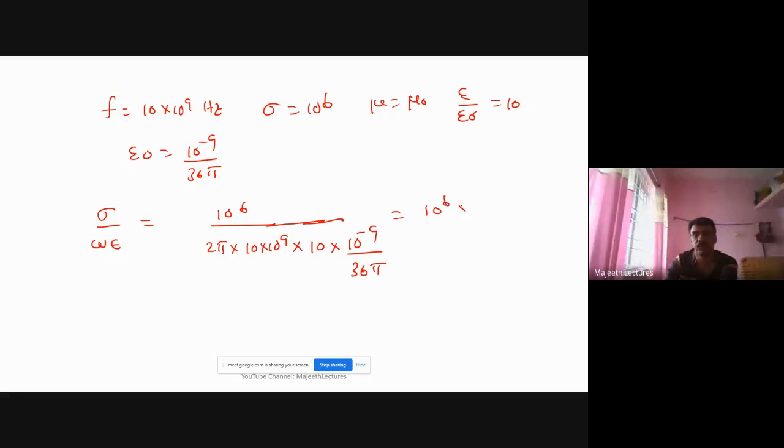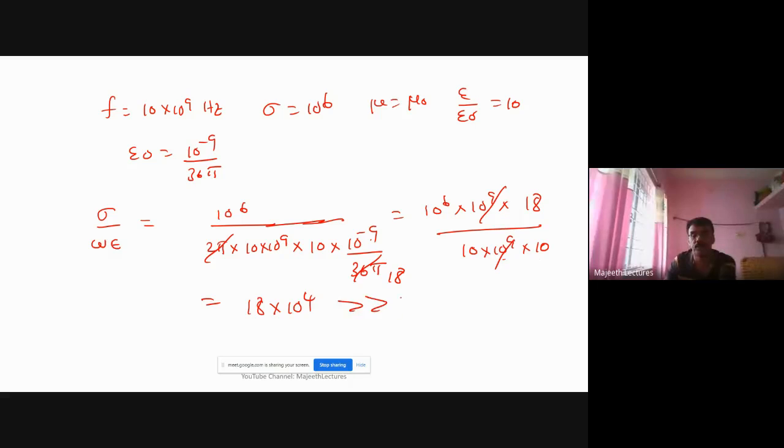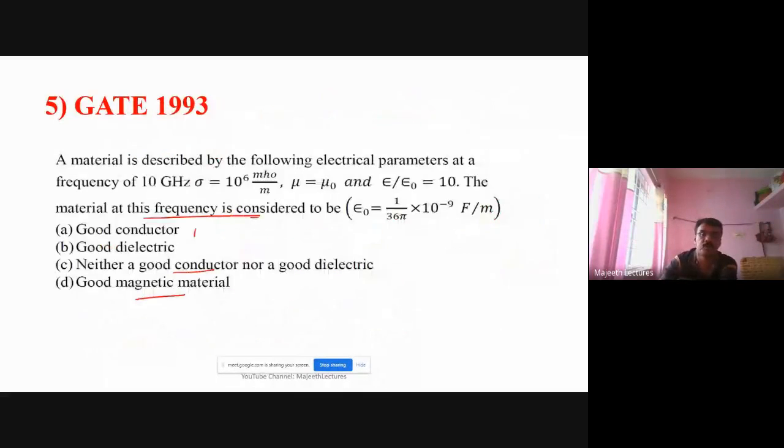Simplifying, this 10 power minus 9 will become 10 power plus 9. So it will be equal to 18 into 10 power 9 into 10 power 9 into 10 power 2, that is 18 into 10 power 4, which is far greater than 1. So sigma by omega epsilon is far greater than 1, so it is a conductor, a very good conductor.